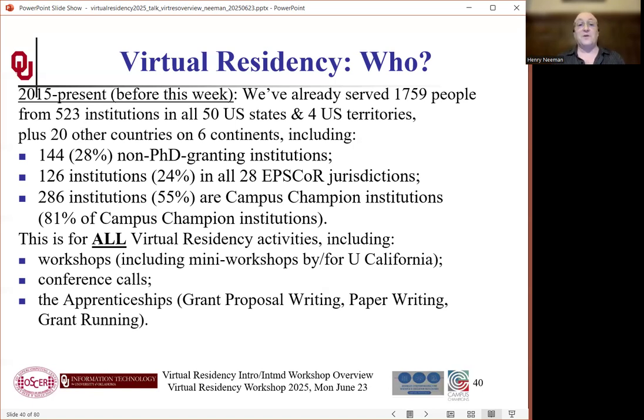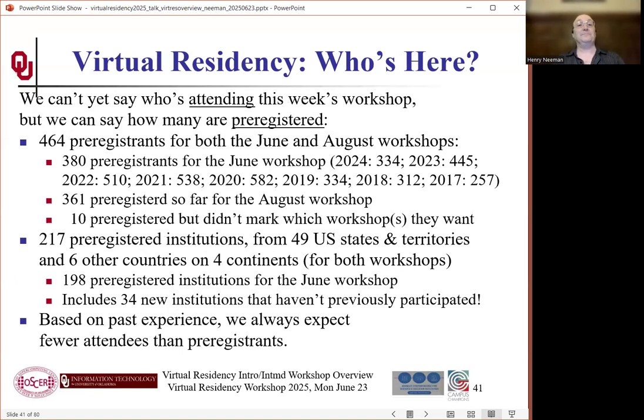If we look at all of those activities, this is for all of those activities: the workshops, including the ones by University of California, the conference calls, the apprenticeships, and so on. So who's here? Well, we don't know. I mean, you can look at the group that's currently logged in. That's our first crop, but we won't know until the end of the week who has attended.